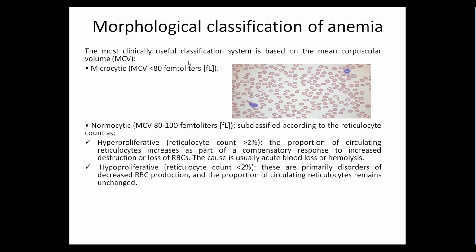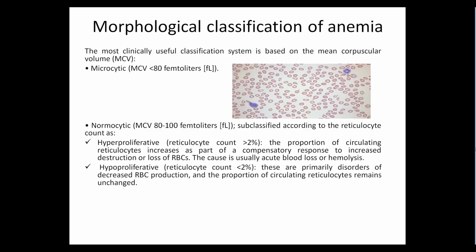The most clinically useful classification system is based on the mean corpuscular volume: microcytic anemia, normocytic, and macrocytic. Anemias are also classified according to the reticulocyte count as hyperproliferative, with a reticulocyte count of more than 2%, where the proportion of circulating reticulocytes increases as part of a compensatory response to increased disruption or loss of red blood cells. The cause is usually acute blood loss or hemolysis.